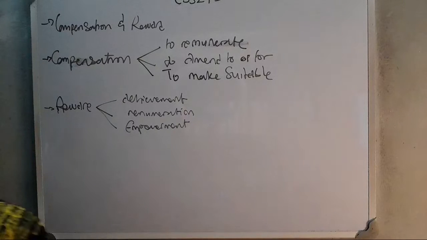Now let's quickly look at the elements of compensation and reward. We have the likes of salary and wage. When we say salary, we're talking about the weekly or monthly or yearly payment made to the employee for their service rendered. We also have wage, incentives, benefits. We also have insurance. These are the elements of compensation and reward.